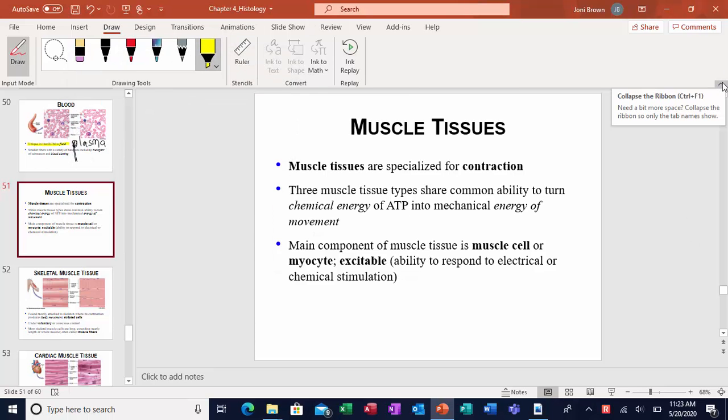Okay, picking up with our third major type of tissue, muscle tissues. These are the tissues that have cells that are specialized for contraction, and they all can turn the chemical energy of ATP into the mechanical energy of movement. The main component of muscle tissue is the muscle cell, or myocyte. Myo means muscle, cyte is cell, and they are all excitable. They will respond to a stimulus.